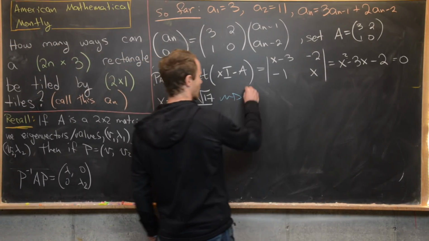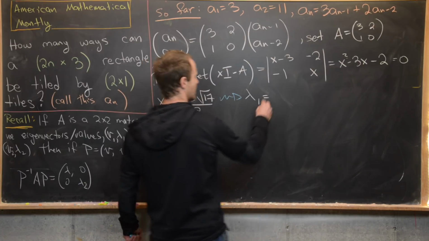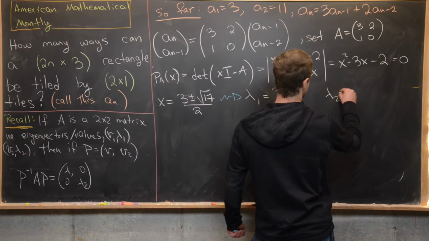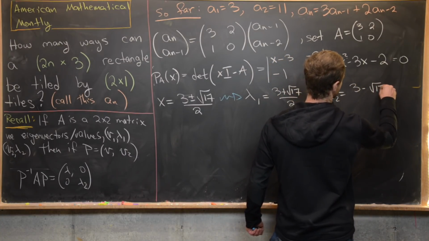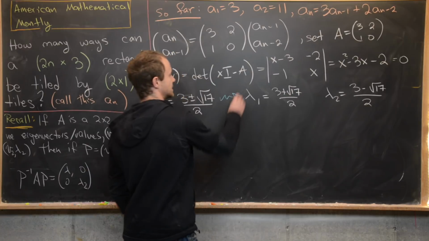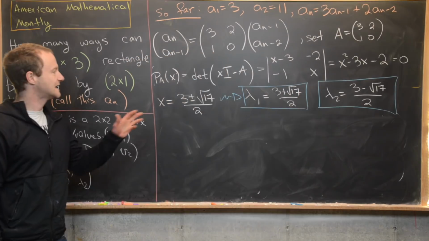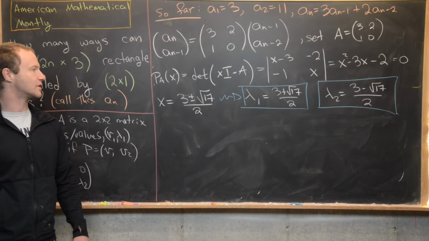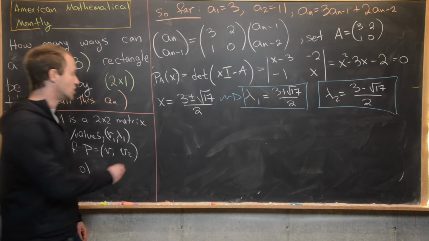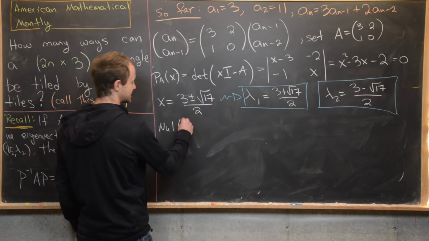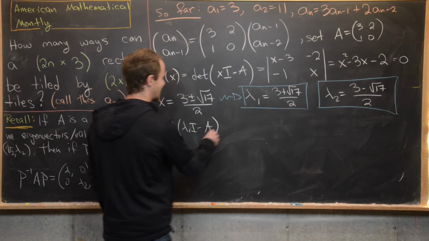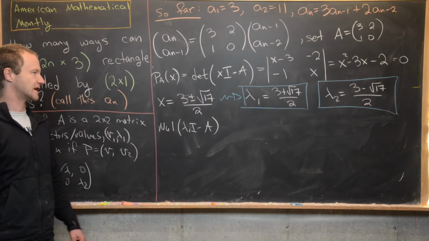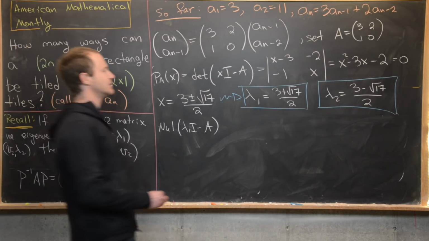So I'll call them lambda 1 and lambda 2. So we have lambda 1 is 3 plus root 17 over 2. And then we'll call lambda 2, 3 minus root 17 over 2. So let's maybe put some boxes around these. Now, in order to find the eigenvector associated to this eigenvalue lambda 1, we need to look at the null space of this matrix lambda 1 times the identity minus A. So again, that's how you calculate the associated eigenvector for a given eigenvalue. So let's see what that gives us.